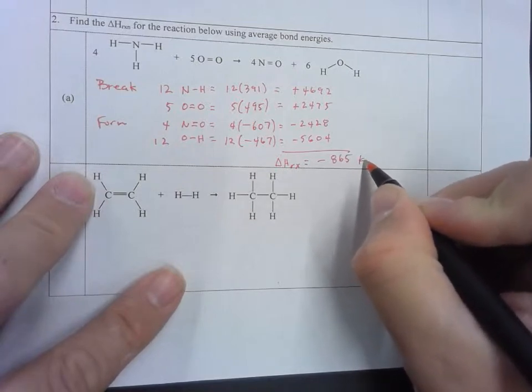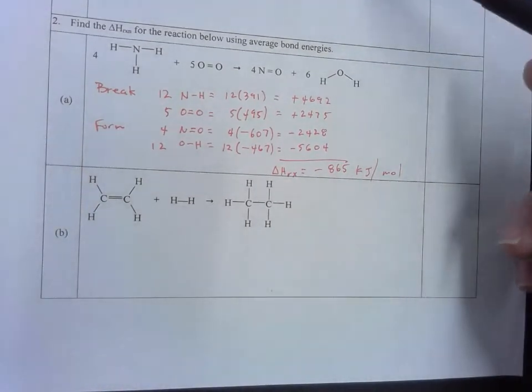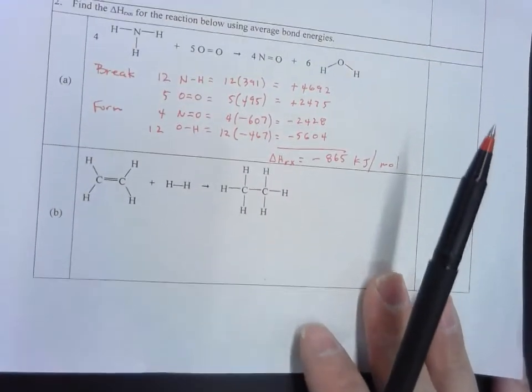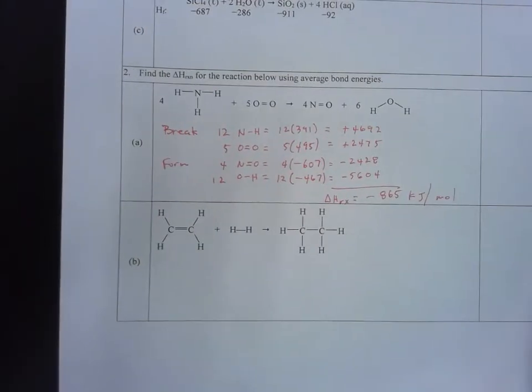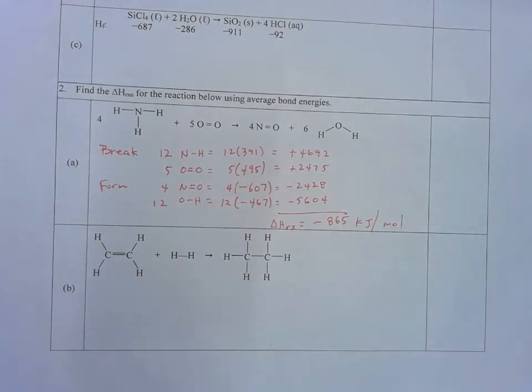865 kilojoules per mole. Because we've only got 5 more problems to do on this worksheet, I'm going to let you solve the rest. Using these examples, if you didn't get it the first time, you can go back and rewatch. I think it's pretty self-explanatory what we're doing here: we're calculating the amount of energy needed to break the bonds and how much energy is released when new bonds form. Go ahead and finish the rest of those. Make sure you do your POGL as well.